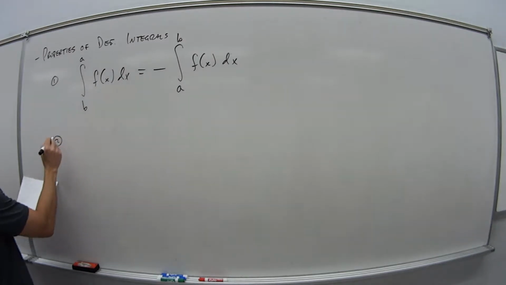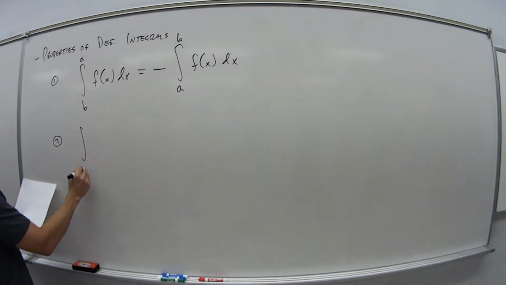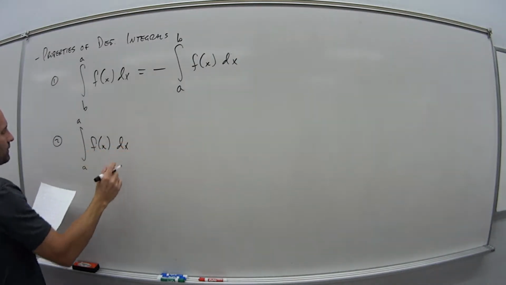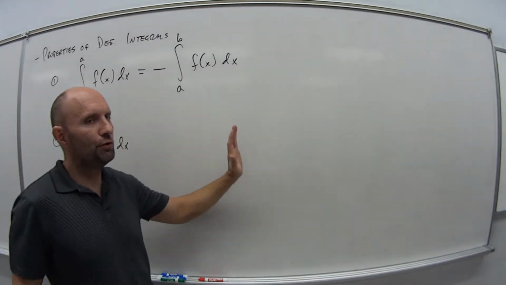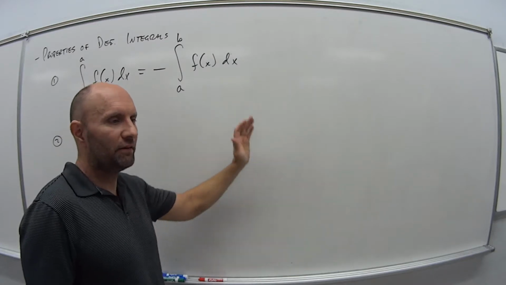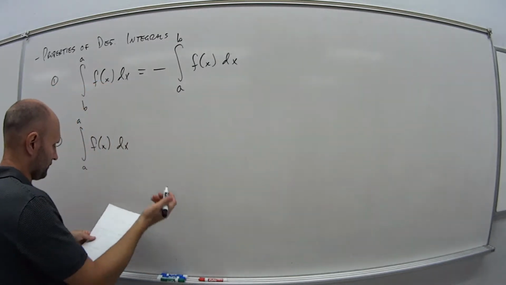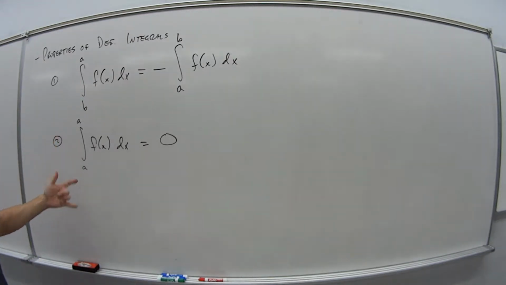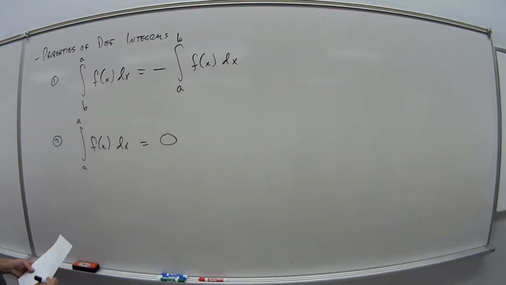Number 2, if we go from a to a of the function f of x dx, well, if we go from 2 to 2, basically what's the area under that curve? Well, it's 0, right? So if our upper and our lower limits are the same value, it's 0.